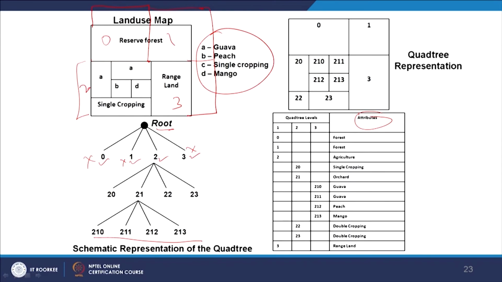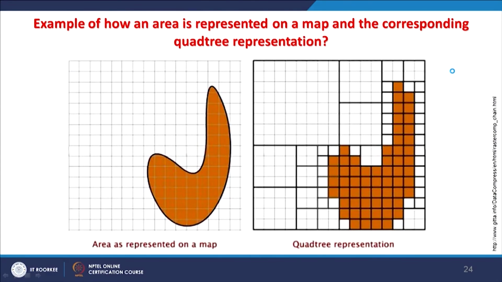But these are very schematic and simple examples. But as I have shown, multiple attributes can be handled quite easily by all these techniques also. Now how a quadtree has been represented. So there will be some issues about the boundary.